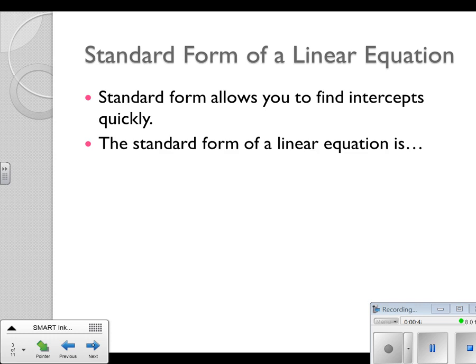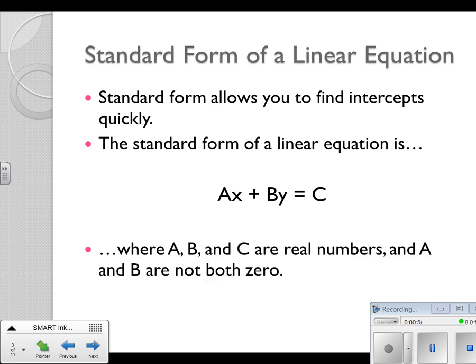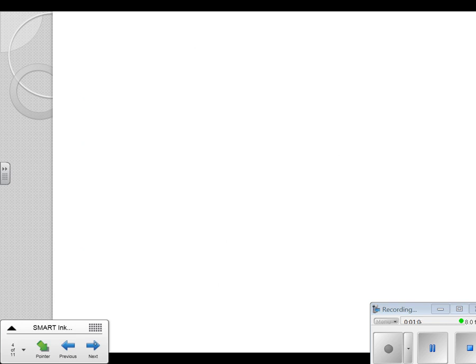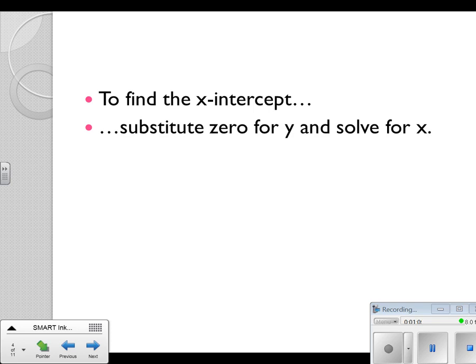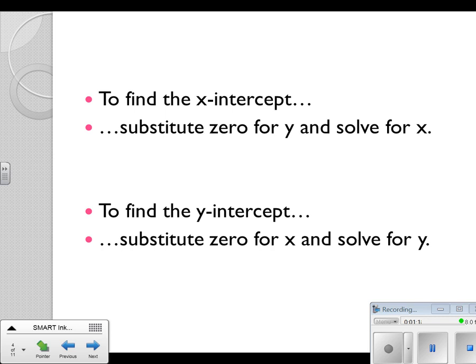The standard form of a linear equation is a times x plus b times y equals c, where a and b and c are real numbers and a and b cannot both be 0. To find the x-intercept, you substitute 0 for y and solve for x. To find the y-intercept, you substitute 0 for x and solve for y. So when you're looking for one of the intercepts, essentially what you do is you put 0 into the opposite one and solve.